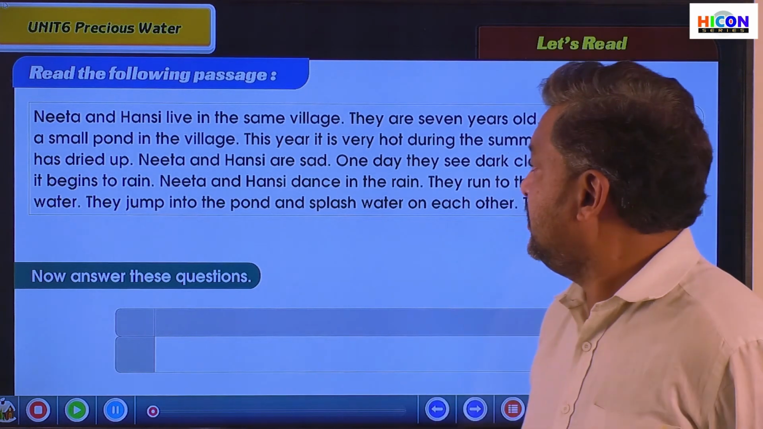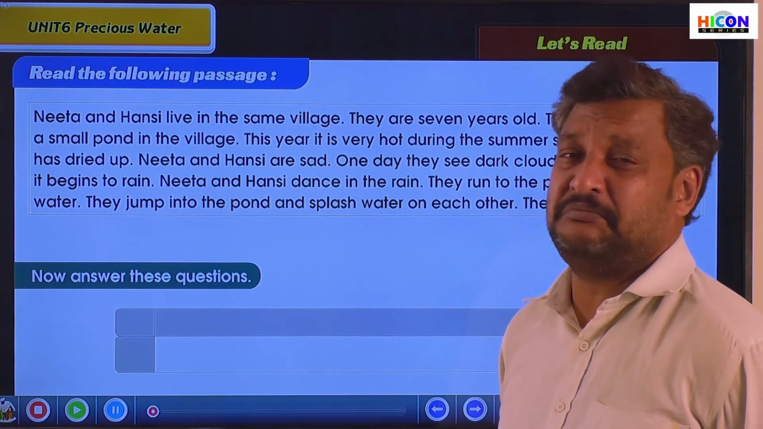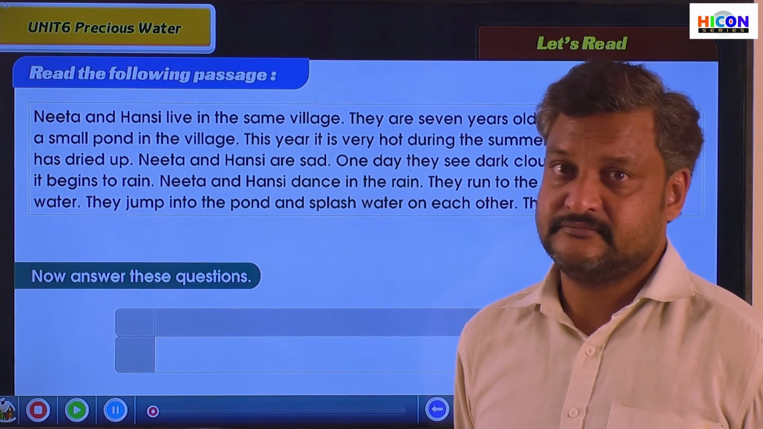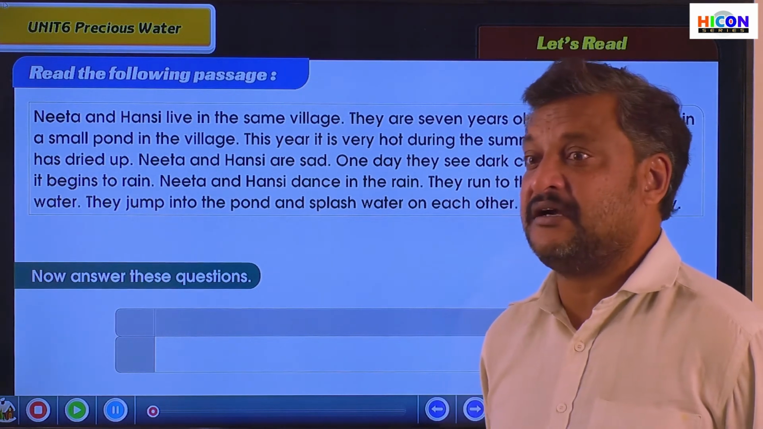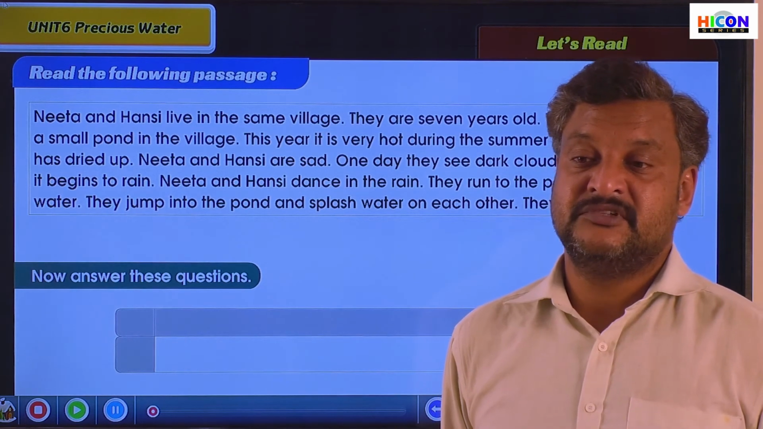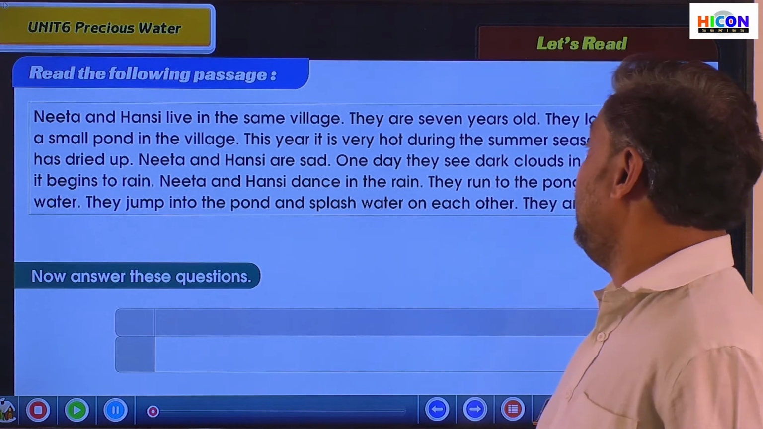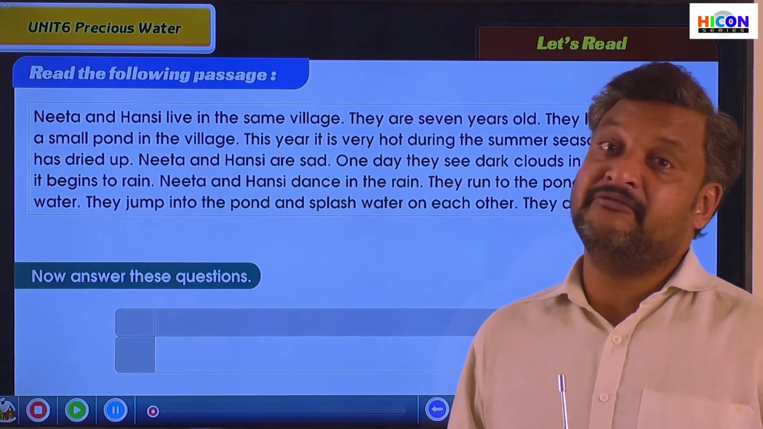Okay. But one day what happened was that they saw thick, huge, big black clouds appearing in the sky. Okay. So the sky was filled with the clouds and very soon it started to rain also. And it rained heavily. Right? It was water everywhere and both the girls became very happy.